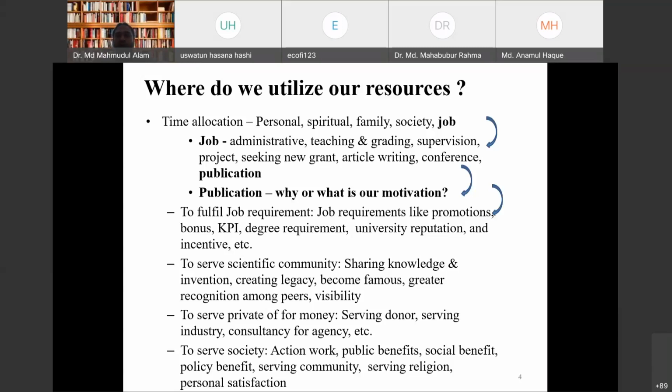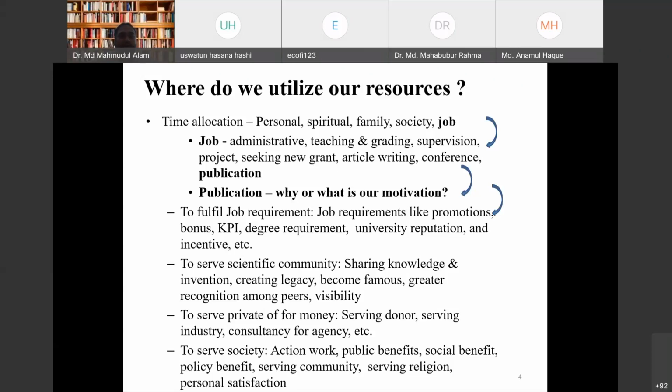So why do we publish, or what is our motivation behind this? We should clarify and get a good understanding first. Whenever we clear ourselves and make our position clear, then it will help us to plan our progress. So somebody publishes to fulfill a job requirement. That's the very basic. The majority of us publish just to fulfill our job requirement.